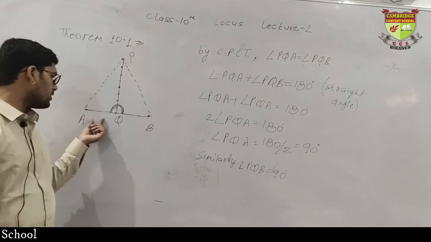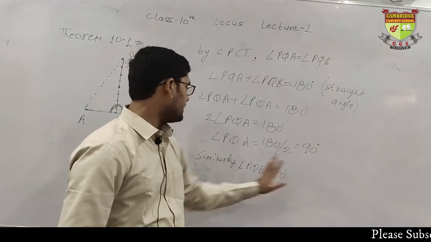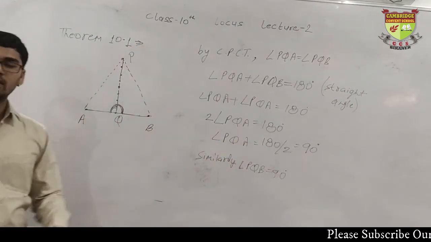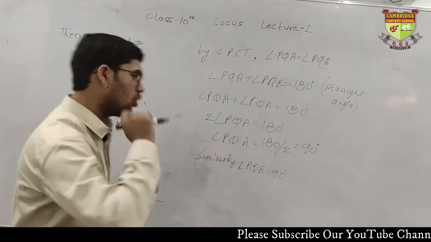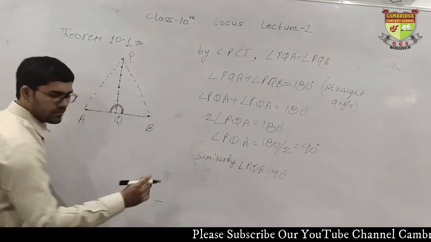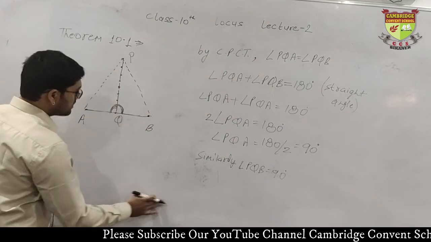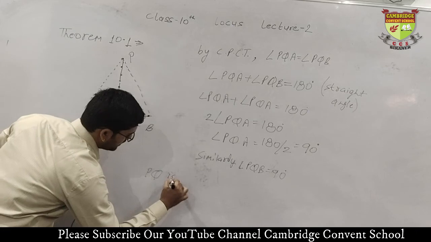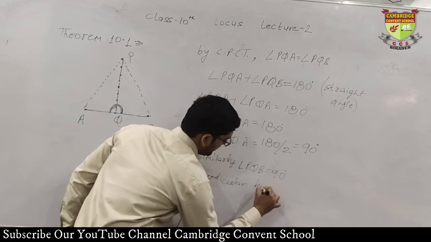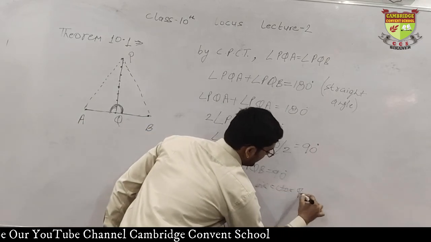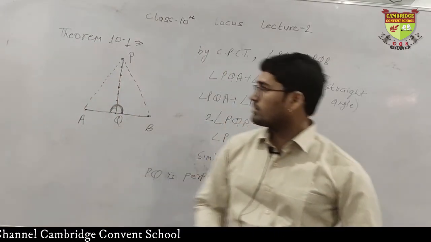We already proved AQ equal to BQ, that was bisector, and we have now proven 90 degree for the angles. So perpendicular is proven. Perpendicular is solved and bisector is solved. So we can say that. Now you write the statement given in the theorem. In simple way, I will write PQ is perpendicular bisector of AB. Okay, this is proven. So this is the way we solved our theorem 10.1.